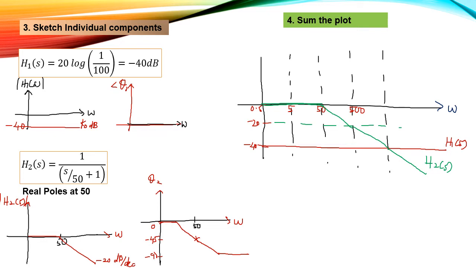The first one, look at from 0.5 to 5. You have a zero slope. This is zero value, and then plus negative 40. So 0 plus negative 40 equals negative 40. Same goes to 5 to 50.